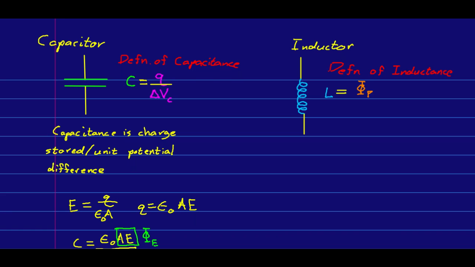And so it will be amount of magnetic flux stored per unit what? Well, how do you store more flux in an inductor? Well, you need to make the B field in it stronger. And the way you do that is you increase the current through it. And so the inductance should be the flux inside the inductor per unit current running through it.